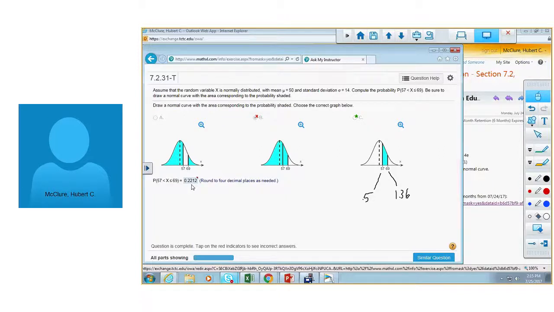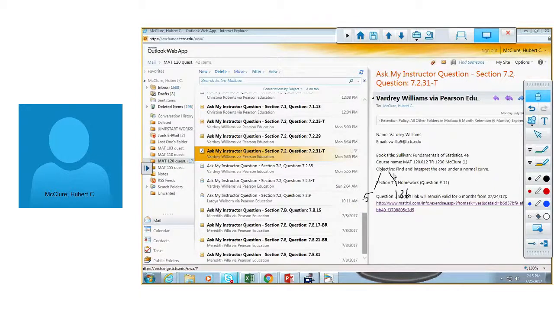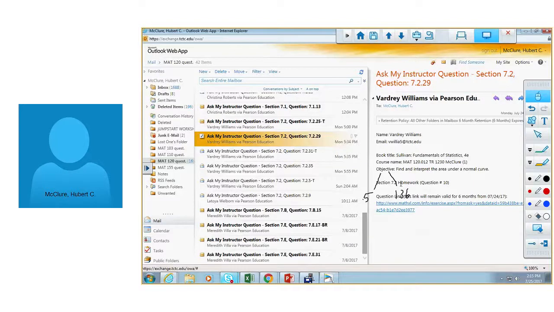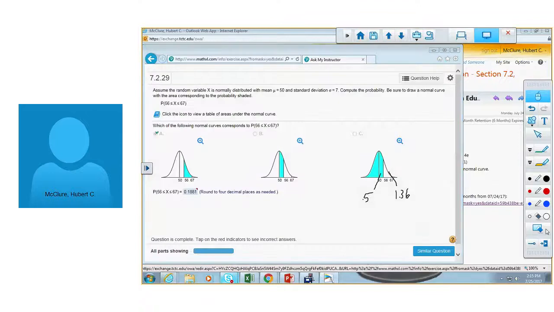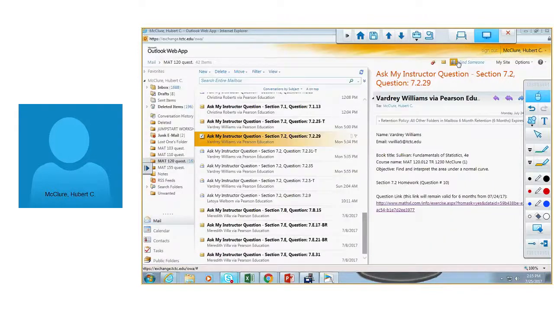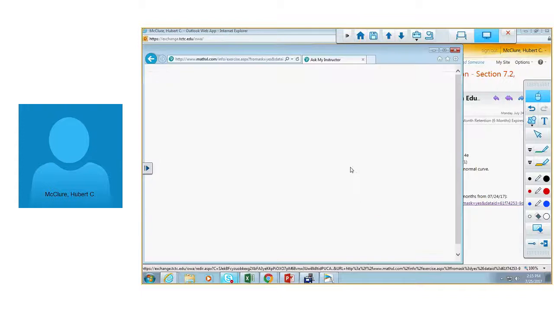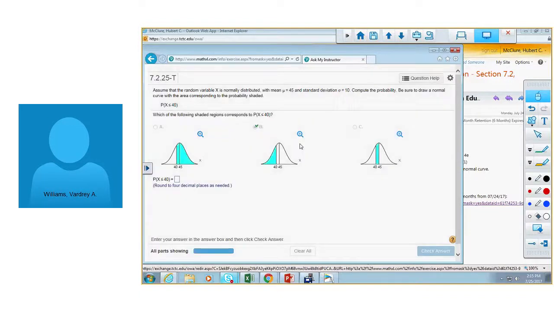Now we've covered about 4 of these, so you should have 4 of these in your notes. That's another one we covered. The one with 56 and 67, we covered that one. Less than means left side. Which one is the left side?